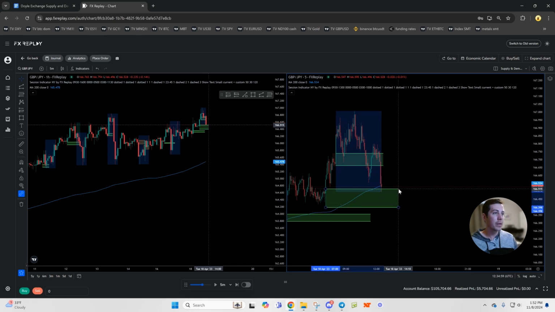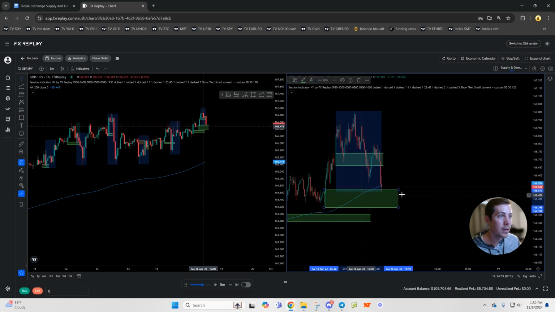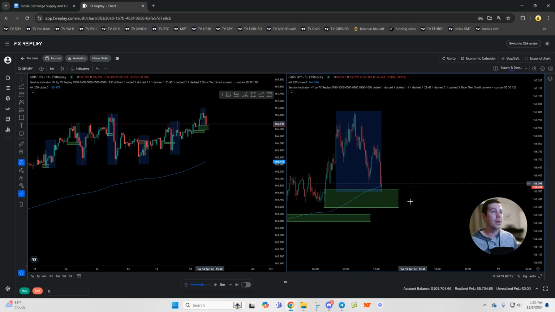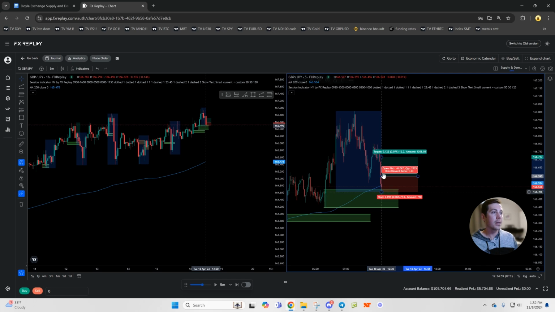So we got a wick into, and make sure this is at the right level. So we have a wick into this lower level, pretty much in line with the moving average. So let's go ahead and give this one a shot for a long. So we'll do a buy stop at this high, stop at the low that wicked into this demand.